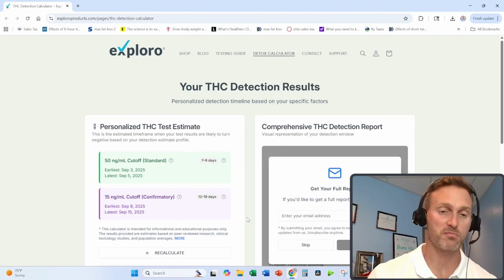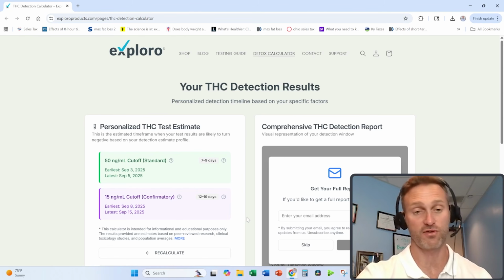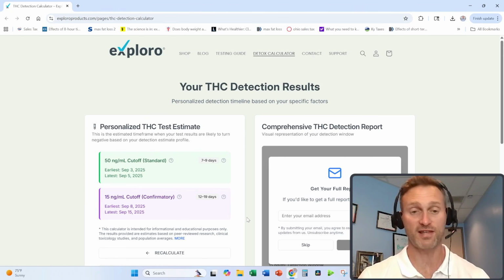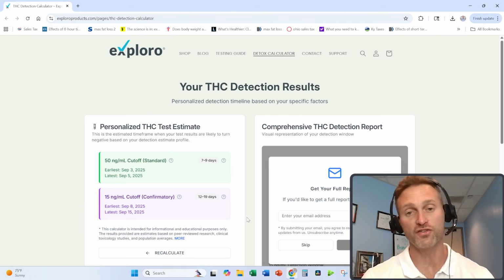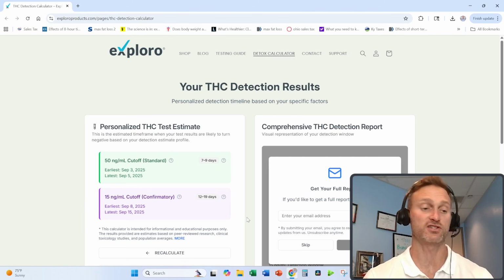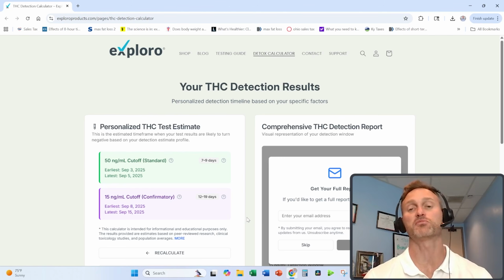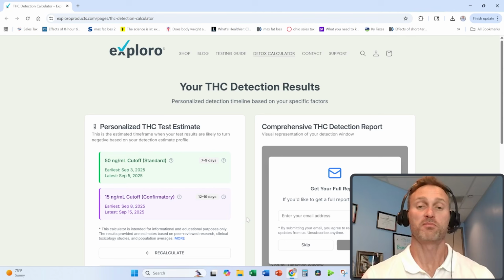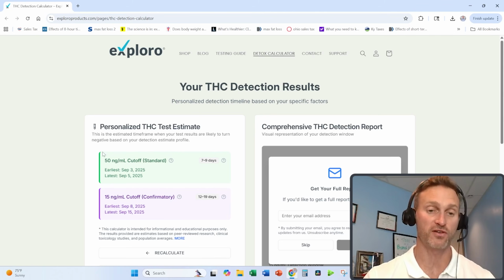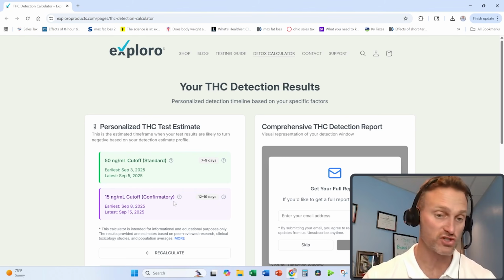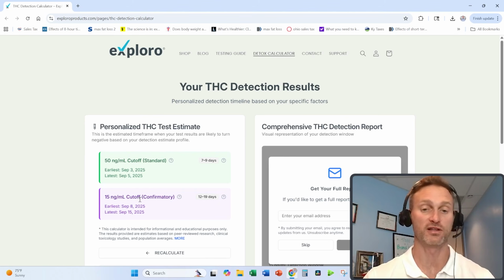The 50 nanogram per milliliter cutoff, which, again, they have right there as a standard. Now, if you're being tested by the federal government, on almost all tests, at least all tests for safety-sensitive employees, truck drivers, pilots, people who need to be tested by the federal government, it's always going to be the 50 nanograms per milliliter. They don't just start with the 15 nanogram per milliliter cutoff.